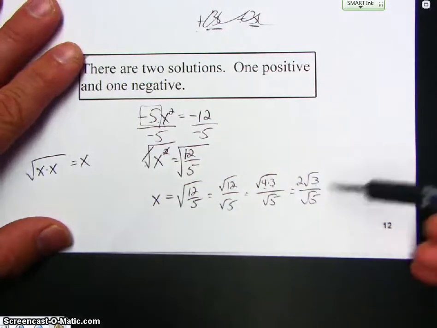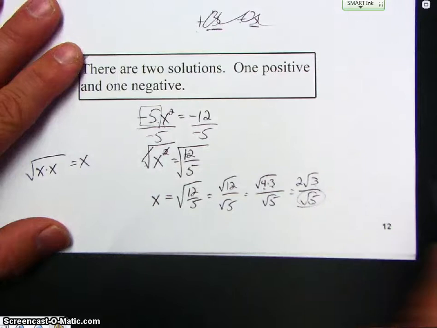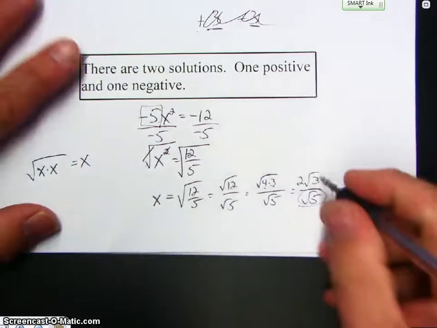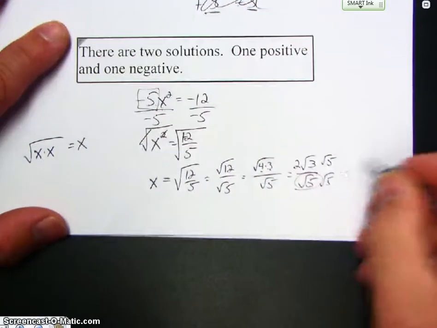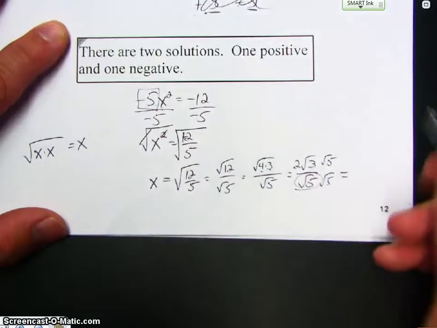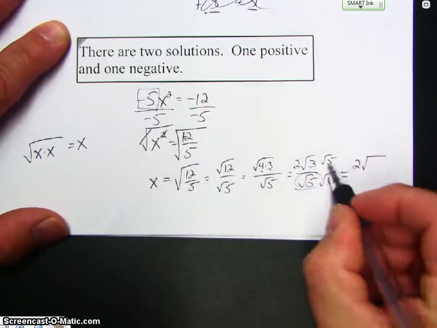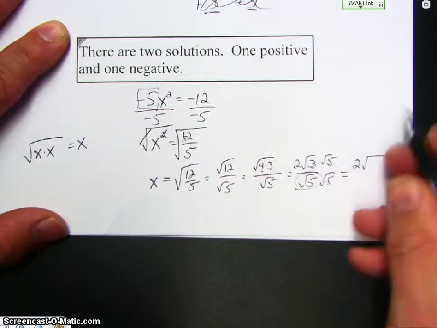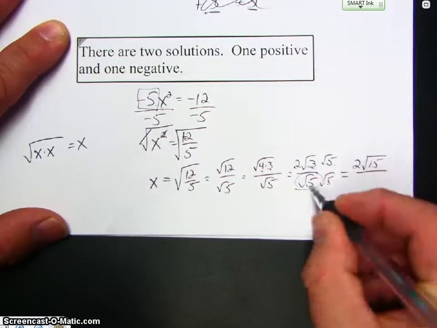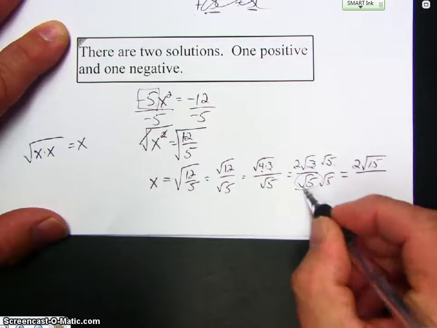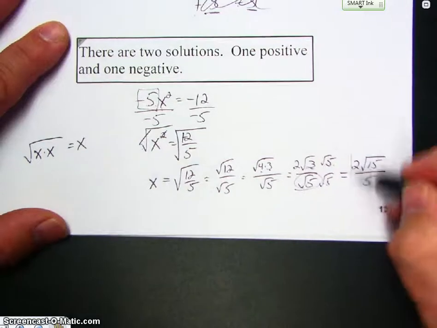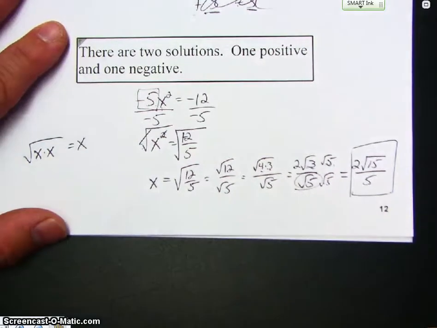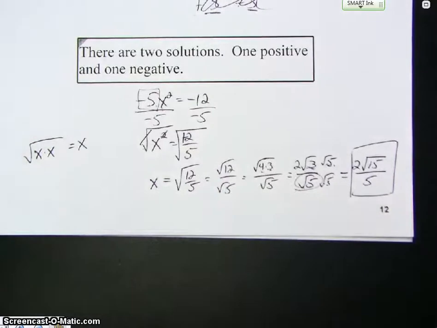I'm still not done because I have a radical in the denominator, so I have to rationalize the denominator. So I've got to multiply the top and bottom by the square root of 5. Now I get 2 square root, because these two are both radicals, that means I can multiply them. And remember the shortcut, since I'm multiplying a radical by itself, it's just that number. And now I'm finished. That is the process.